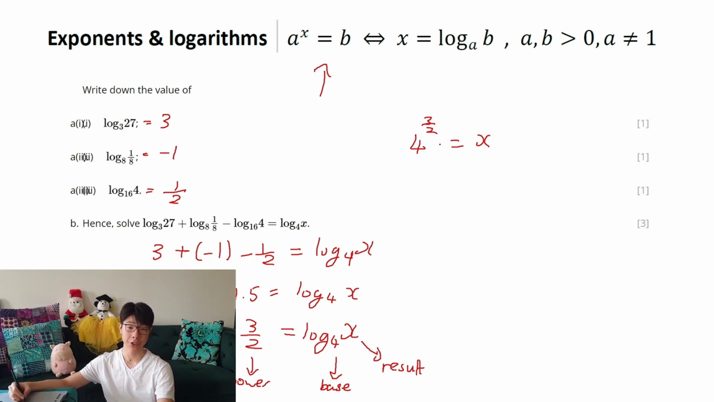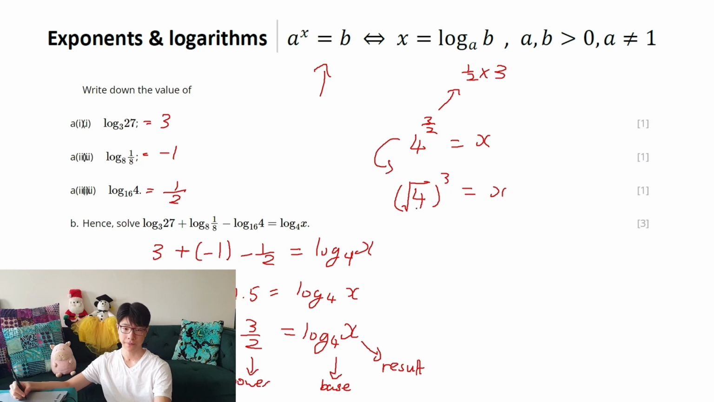Now, how we can solve this fractional power is by breaking it into two parts. What we need to realize is 3 on 2 can be broken into a half multiplied by 3. And a half is basically the square root. So the square root of 4, to the power of 3, will be x. So this can be rewritten into this. Or if you want to write only numbers, it can also be rewritten into this. Either way, both of these are the same thing. Now, the square root of 4 is 2. So 2 to the power of 3 equals x. And we know 2 to the power of 3 is just 2 times 2 times 2, which is 8. So therefore, for part B, x is equal to 8.